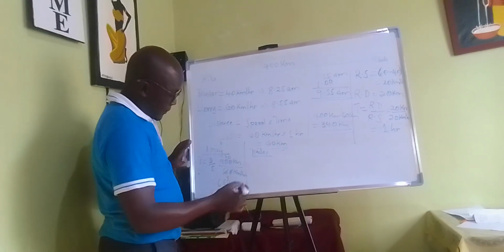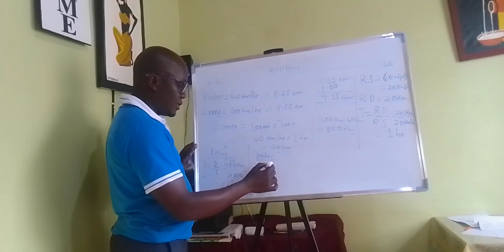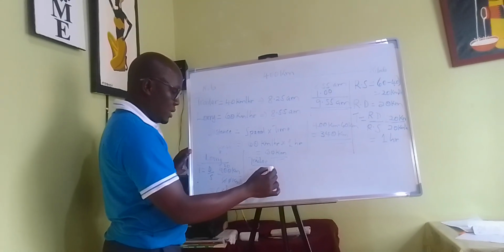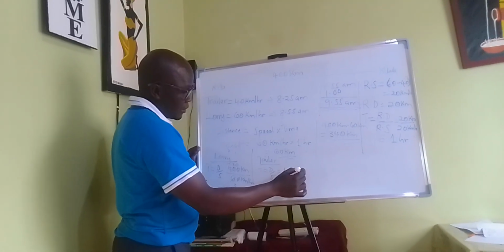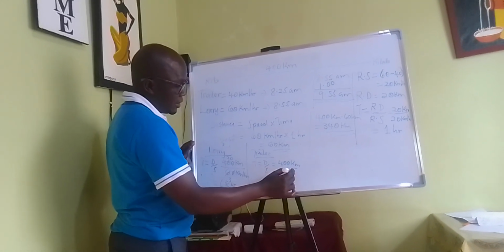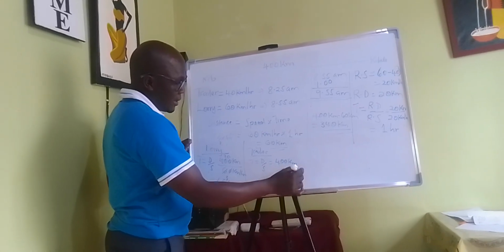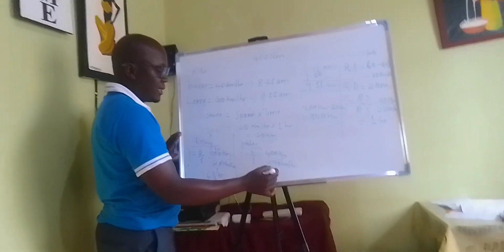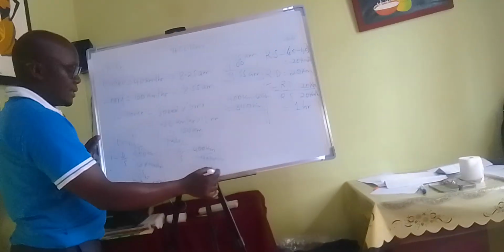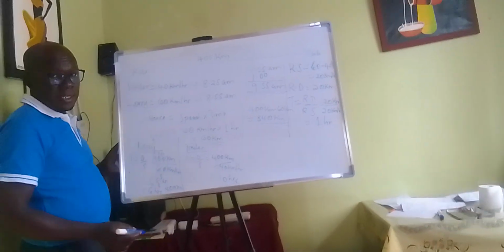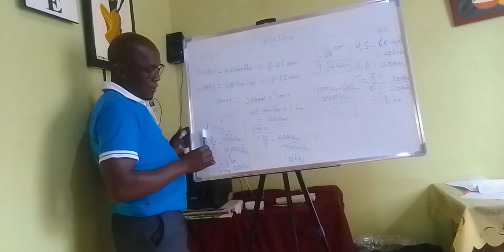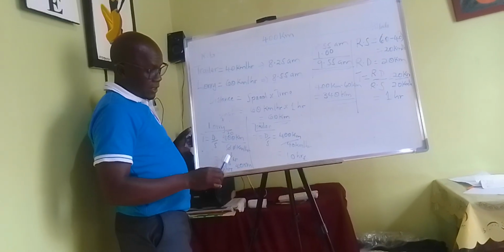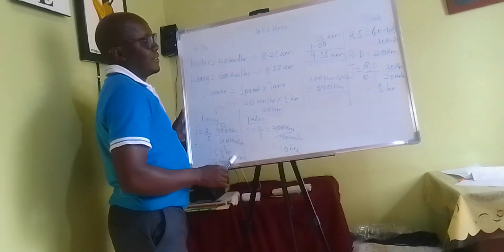What about the trailer? Again, time is distance over speed. The distance is still 400 kilometers. The speed is 40 kilometers per hour. When you work it out, it's 10 hours. So as you can see, the trailer having a lower speed took 10 hours. The lorry having a higher speed took 6 hours, 40 minutes.